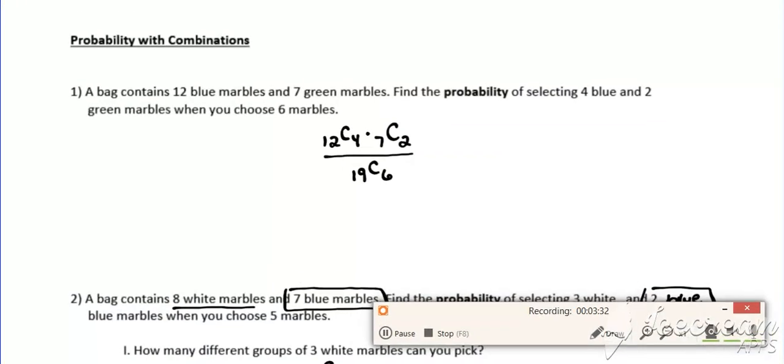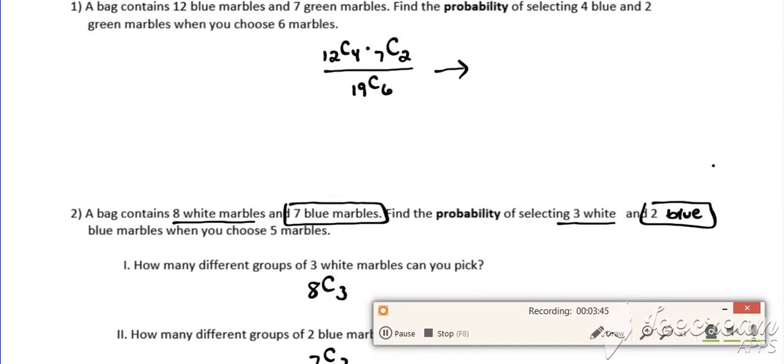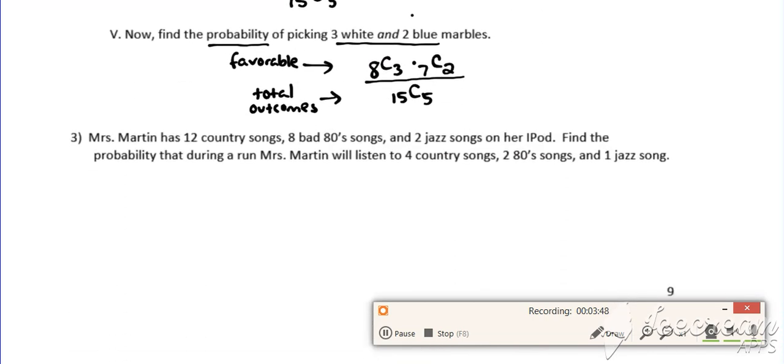I'm just going to go ahead and check on our time here. I think we're good. So we have time for one more of these problems on this page. So this would be your probability, and then obviously it's just calculator after that. So favorable over total. Let's look at the last problem here.